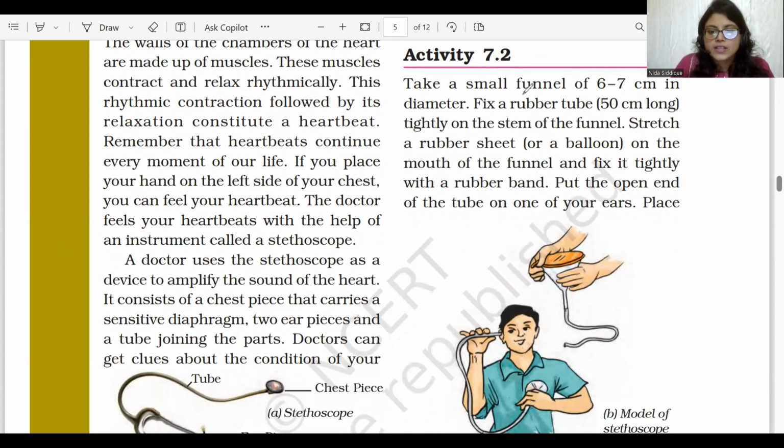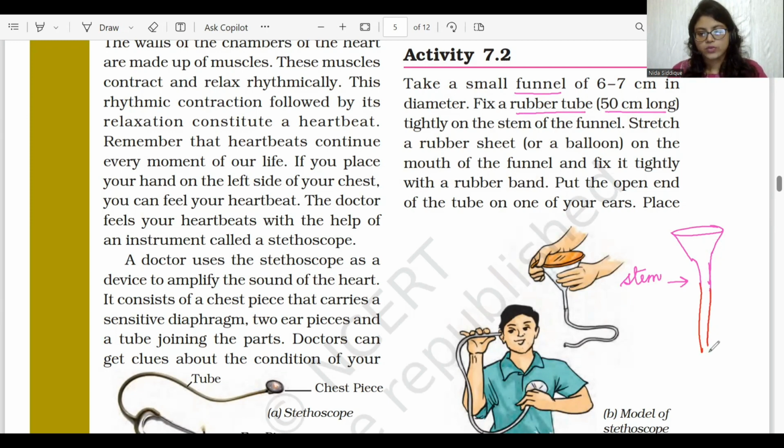So we have to take a small funnel, which is around 6 to 7 centimeter in diameter. Now we have to fix a rubber tube around 50 centimeter long on the stem of the funnel. ये जो funnel होता है, इसका जो ये वाला लॉन्ग elongated पार्ट, इसको हम स्टेम कहते हैं. So we are going to attach a rubber tube, around 50 centimeter, at the stem of the funnel.